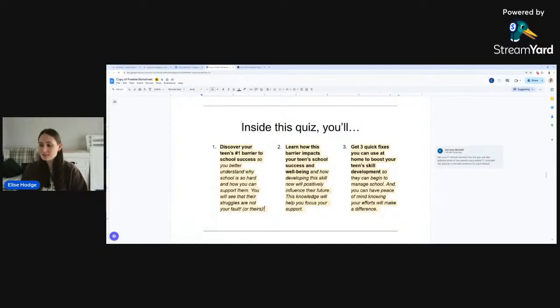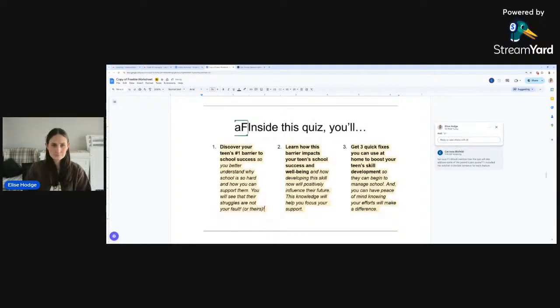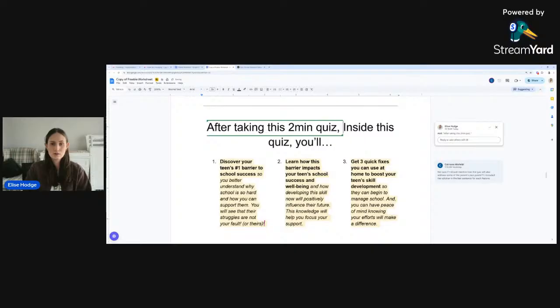And how can we make it even sound faster? You could even say like how long will it take them to take this quiz? 5 minutes, 2 minutes. Because I'm always thinking when I'm editing copy, like, how can I make it sound faster, easier, more simple? 2 minutes, yeah. After taking this 2-minute quiz, you will discover, learn, and get 3 quick fixes.